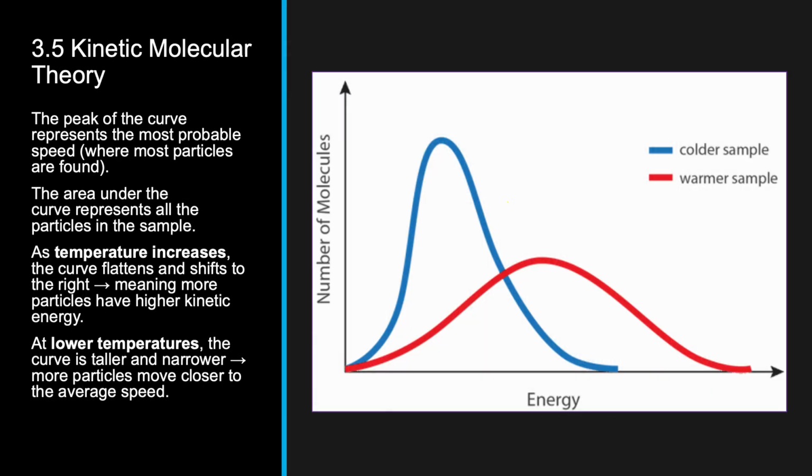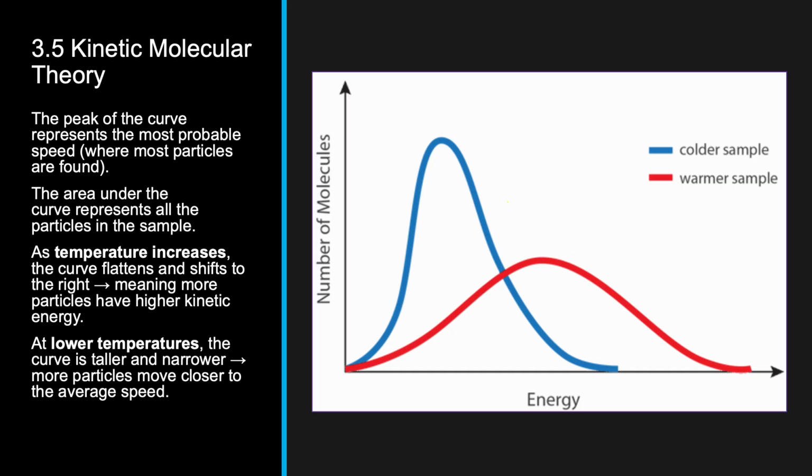First, let's look at the left blue curve on this Maxwell-Boltzmann graph. At lower temperatures, because it's a colder sample, gas particles have less energy, and the curve is tall and narrow, meaning most of the particles are moving at that same average speed, which is pretty low. At higher temperatures, looking at the warmer sample, the curve flattens and shifts to the right, showing particles having a wider range of speeds because more particles have higher kinetic energy.